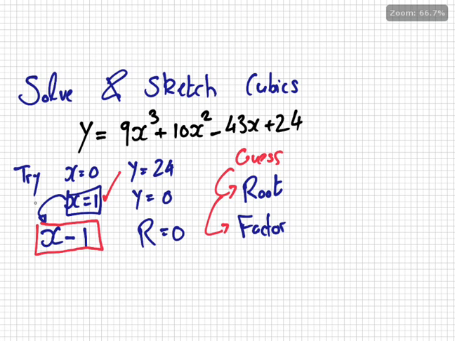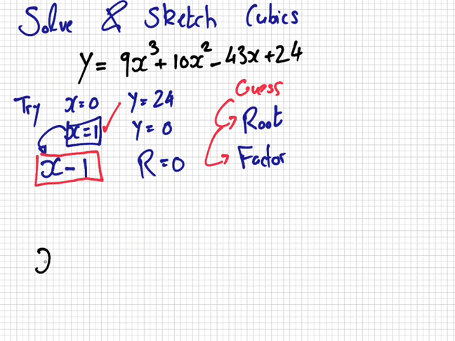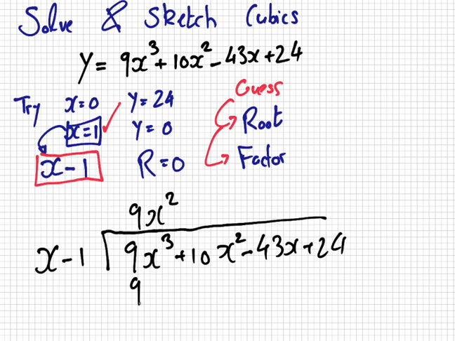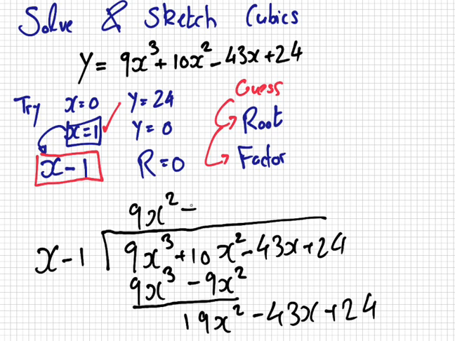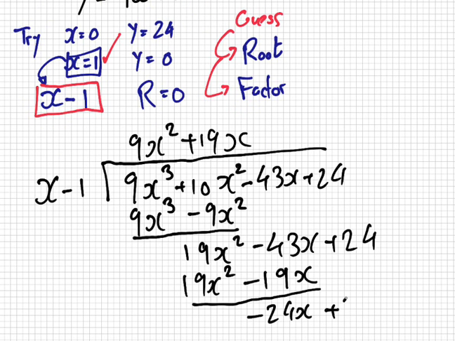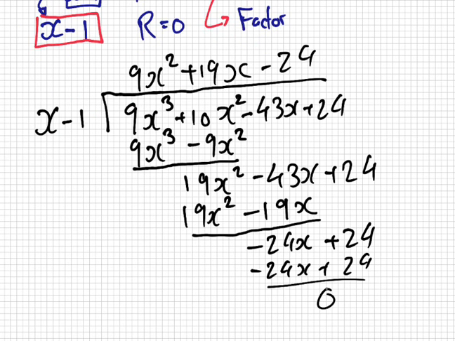So now I do long division to get the other two factors. X minus 1 divided into 9x cubed plus 10x squared minus 43x plus 24. So first I need 9x squared. This will be 9x cubed minus 9x squared. Subtract, and I have 19x squared minus 43x plus 24. Then plus 19x, so I get 19x squared minus 19x. Subtract, and minus 24x plus 24 minus 24. So I have minus 24x plus 24. Subtract, and I get 0.